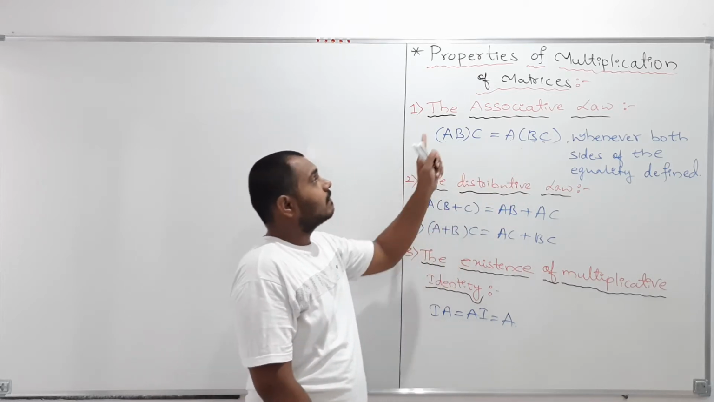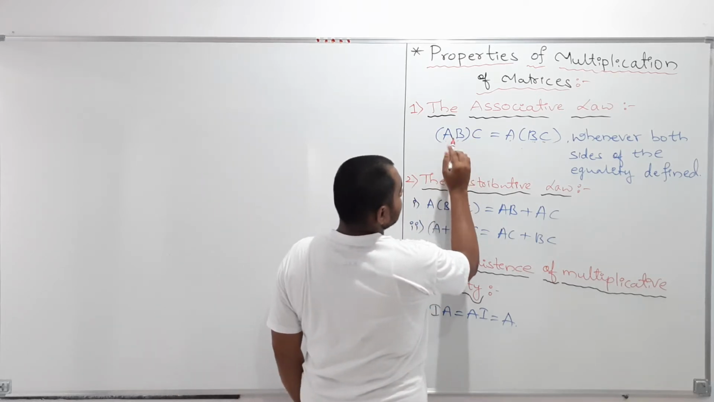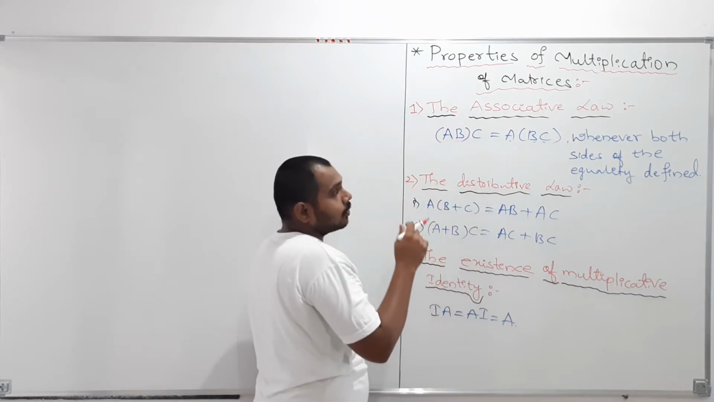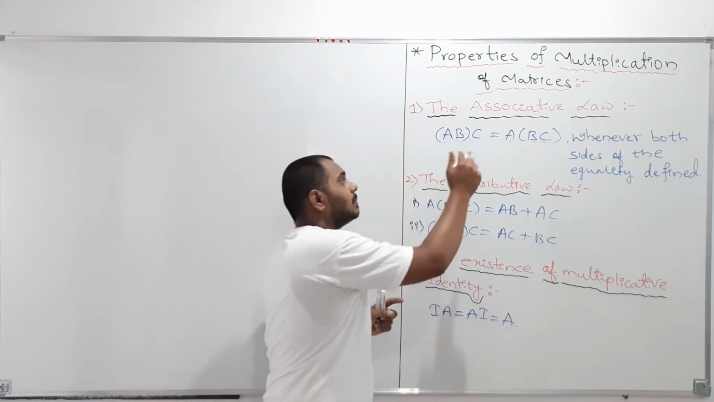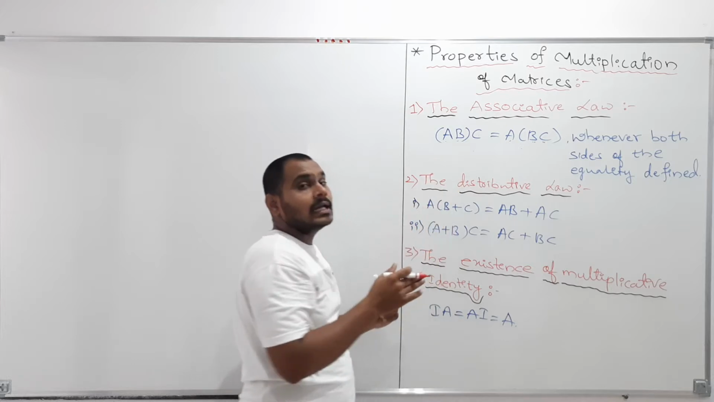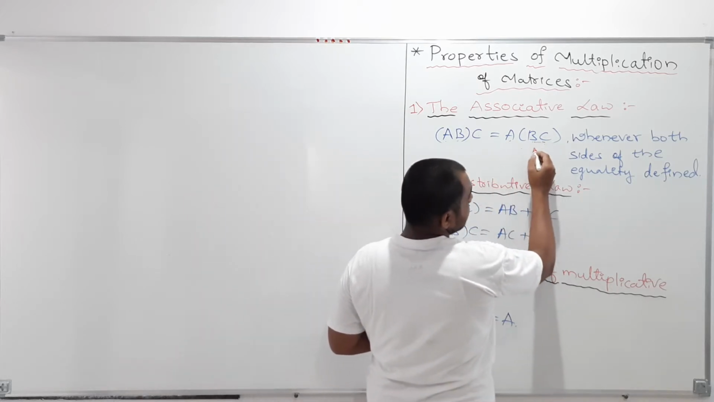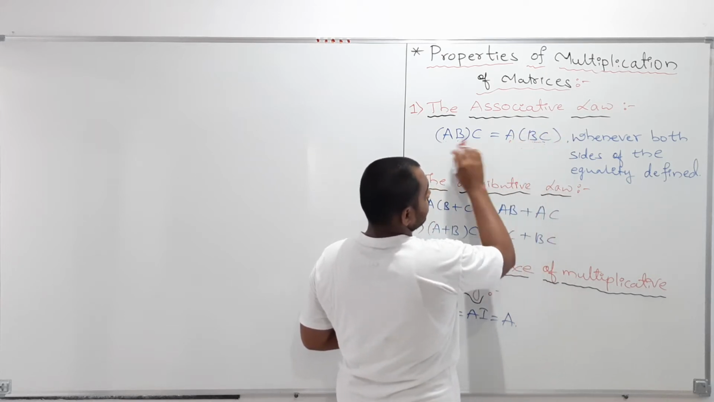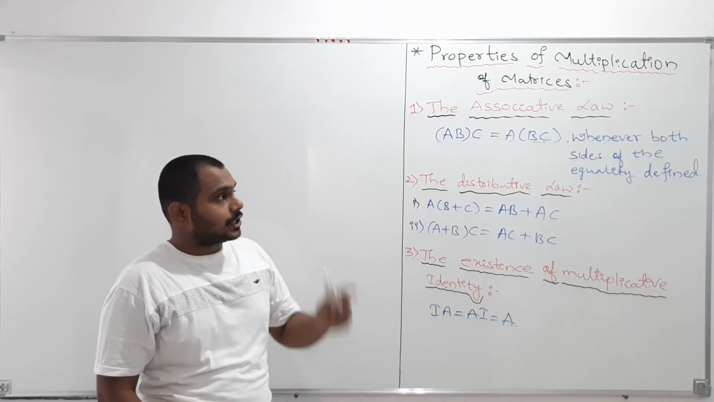So that is the first property, that is the associative law. If I first multiply A and B, and then multiply whatever matrix I get from AB with the matrix C, the same answer, after simplifying, I will get if I first multiply B and C, and then multiply A with this BC. These two answers will be equal. This is the associative law.